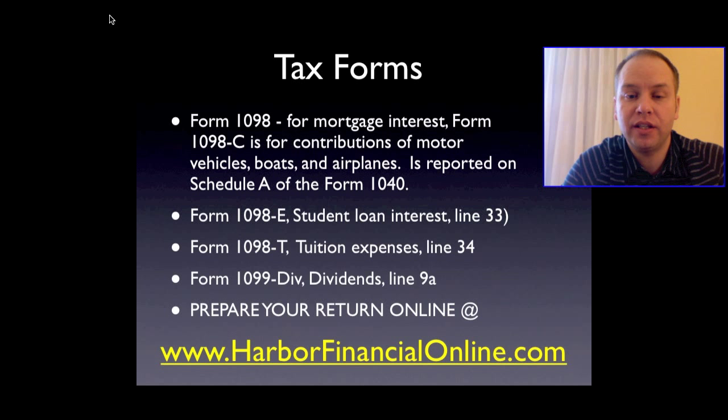Now 1098E, you can see here my list, so you can just read along with me. 1098E, student loan interest, that's going to be line 33 on the 1040. I'm going to go kind of quick through here because we have quite a bit of them. 1098T, tuition expenses, so if you're a college student, this is going to be on line 34. When you prepare the return electronically online, it's automatically going to ask you for these forms, but I just want to give you a quick rundown to make sure you've received all the forms you need to prepare your return.